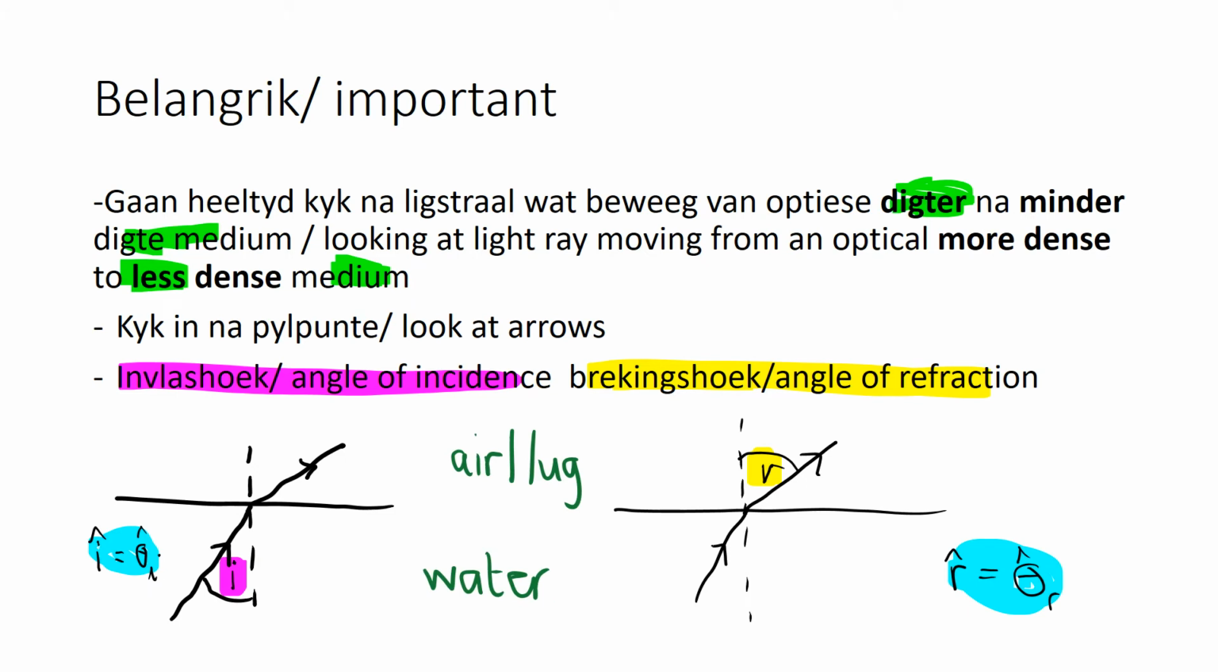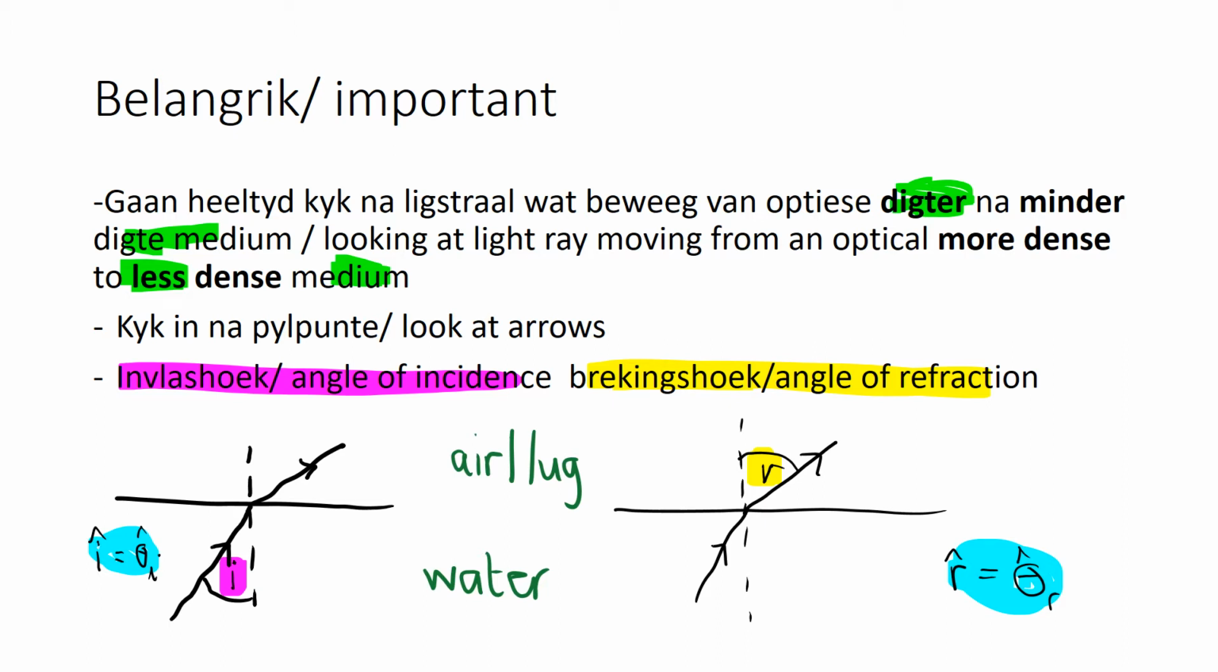Daar's net 'n paar dinge waarop jy moet let voor jy die les begin. Ons gaan vandag spesifiek kyk na 'n ligstraal wat beweeg van 'n optiese digter medium na 'n minder digte medium. We are looking at a ray moving from an optical more dense to a less dense medium. Kyk na die pylpunte wat gebruik word en dan maak seker jy weet wat is die invalshoek, what is the angle of incidence and what is the angle of refraction.